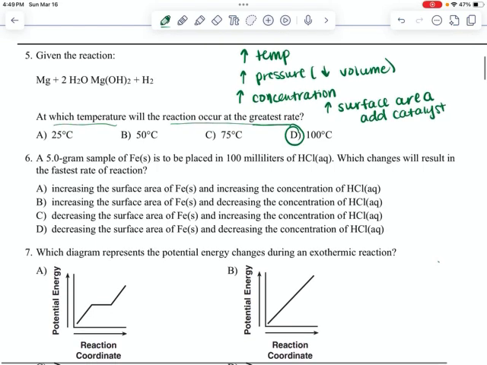Number 6 has to do with number 5, factors affecting the reaction rate. So we have iron, metal, placed in 100 milliliters of hydrochloric acid. Which change will result in the fastest rate of reaction? So increasing surface area. So it's definitely not C or D. And increasing the concentration of HCl, see it here as well. Increasing concentration. So the answer is A.